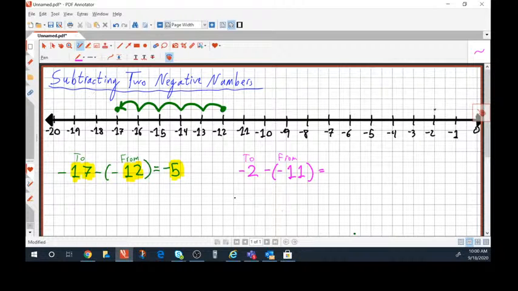Oh, let's take a peek. Okay, so we're going to negative 2, so we need a nice big dot on negative 2. From negative 11, so I'm going to put one here. So we're going to negative 2 from negative 11. Let's count the spaces. 1, 2, 3, 4, 5, 6, 7, 8, 9. And I went 9 to the right, so the answer is positive 9.